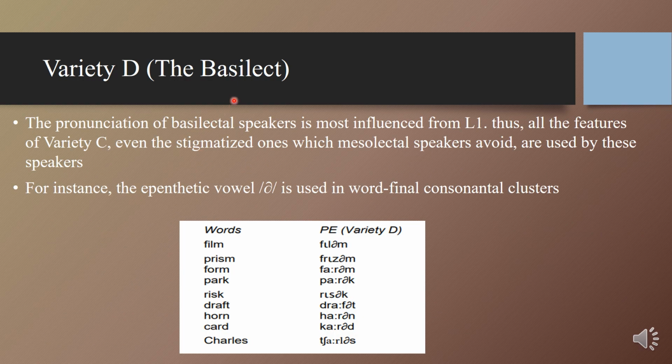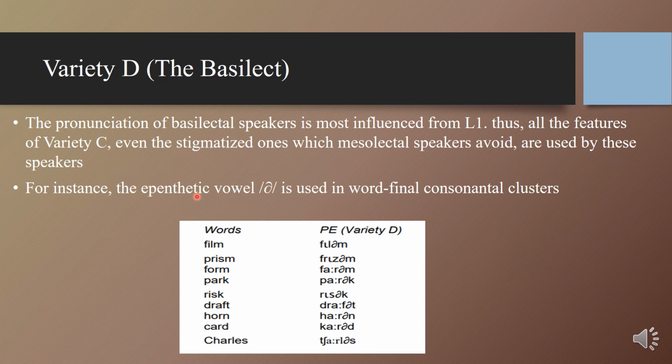Variety D, that is related to the basilect. The pronunciation of basilectal speakers is most influenced by L1 because of the less prestigious language or variety that is influenced by L1, maybe Urdu, Punjabi, that is a different L1. Thus, all the features of variety C, even stigmatized ones which mesolectal speakers avoid, are used by these speakers. For example, the basilect speaker mostly uses epenthetic vowels.